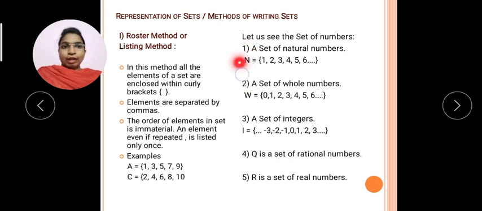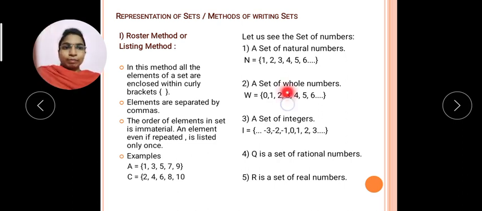It is compulsory to use the capital N, because you can't use A here. The set of natural numbers is denoted by N. So how many numbers are there? 1, 2, 3. It is infinite. So we can't write every element here. Why? Because the set is infinite.